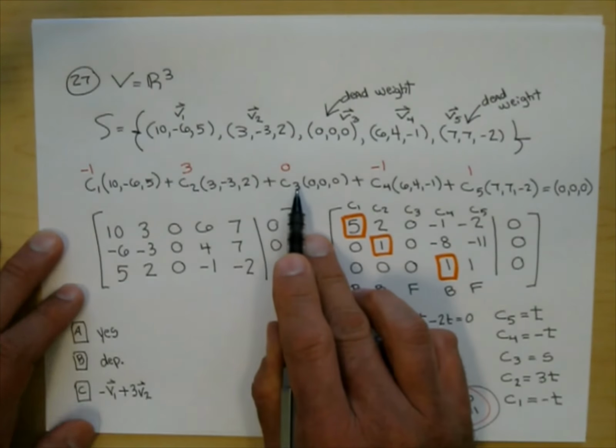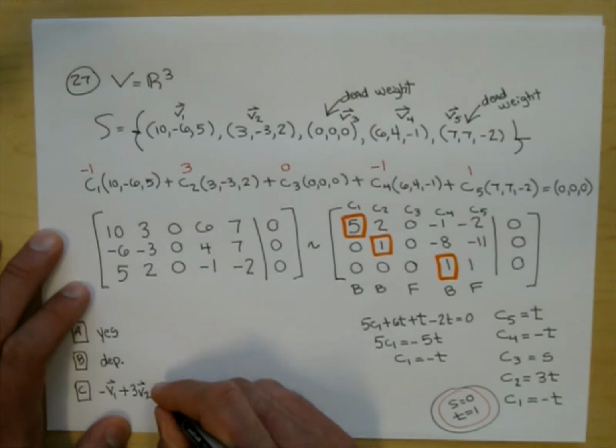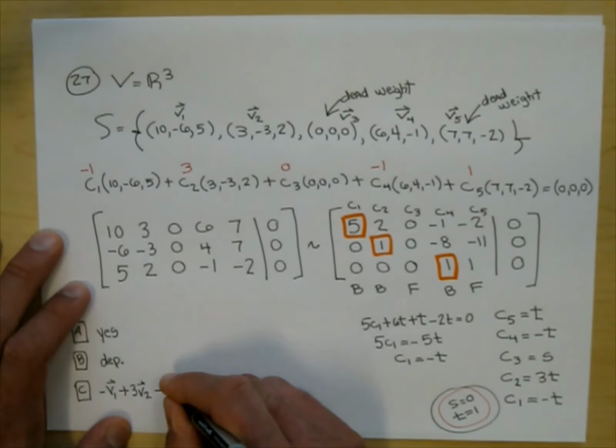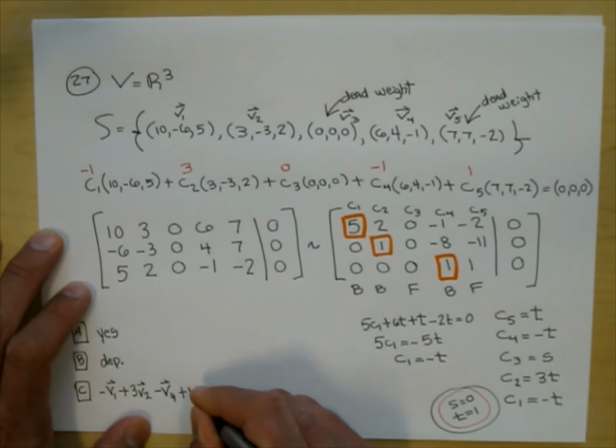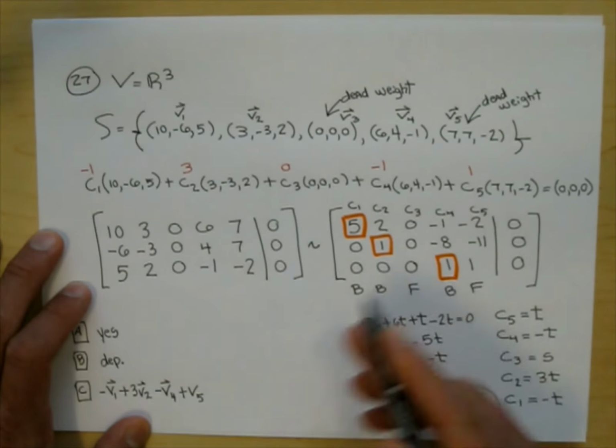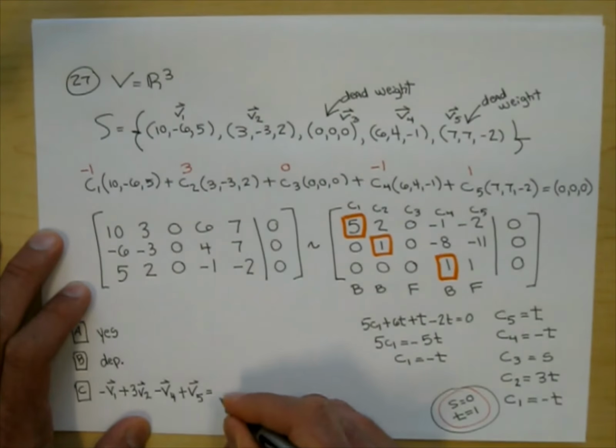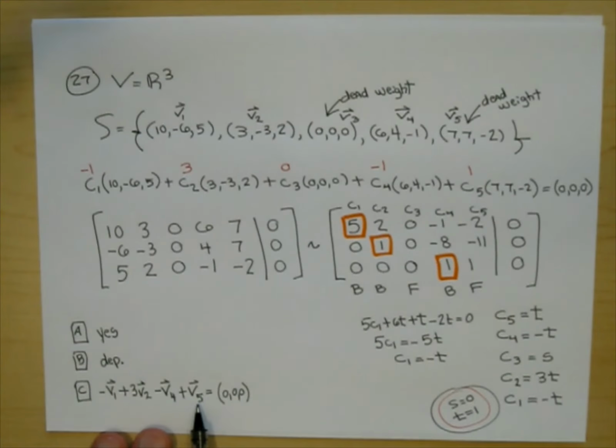We won't write V3. And then we'll have minus V4 plus V5 plus 1V5 equals the 0 vector: 0, 0, 0. And we can write V5 as a linear combination of V1, V2, and V3.